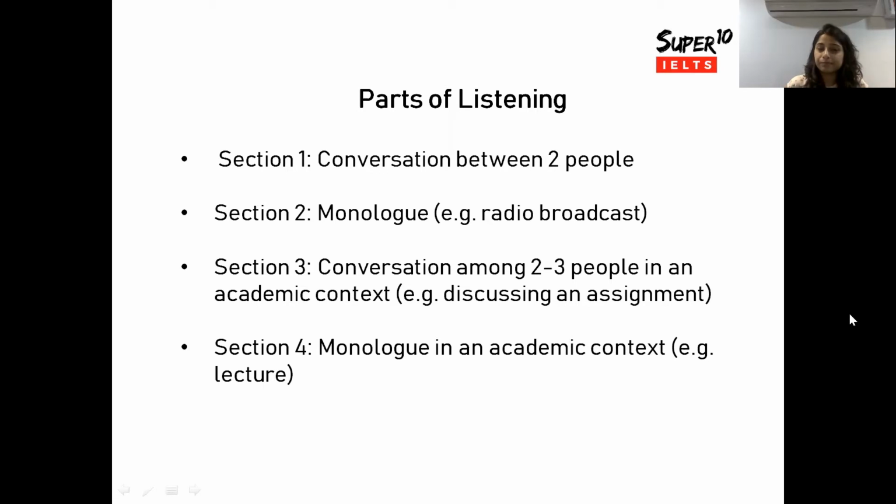Now, understand, whatever your section 1, 2, 3, 4 is, whether it has a conversation or a monologue, you have to identify everything based on the questions given. So, if there is a conversation between 2 people, the question can also be what information this person gave you about this. We will come to that later on. We'll take an example for this.